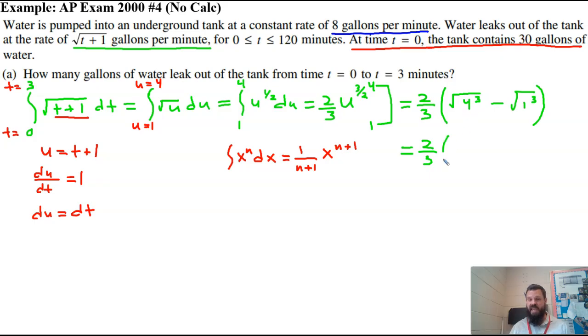2 to the 3rd is 8, so it'd just be an 8 minus the square root of 1 to the 3rd, which would be a 1. Okay, so I've got a 7 times 2/3. We could rewrite that as 14/3.